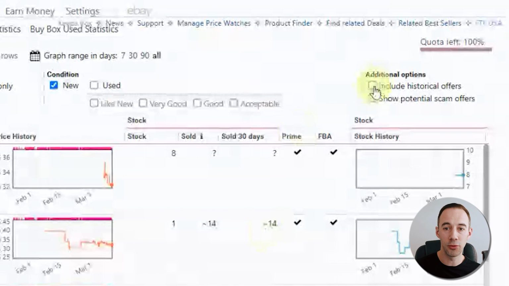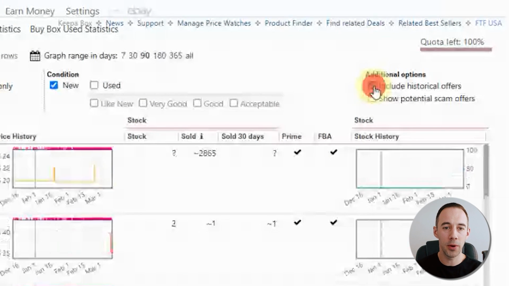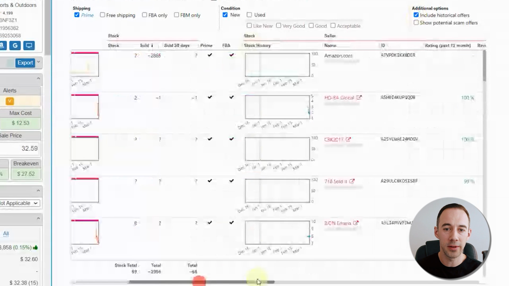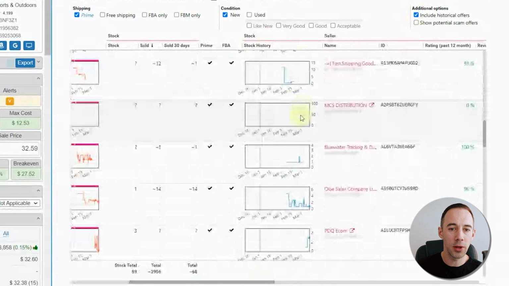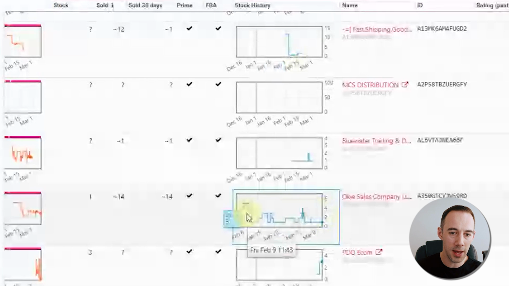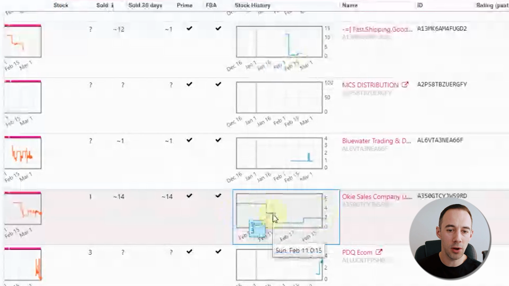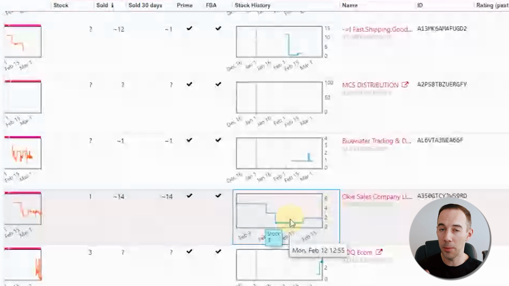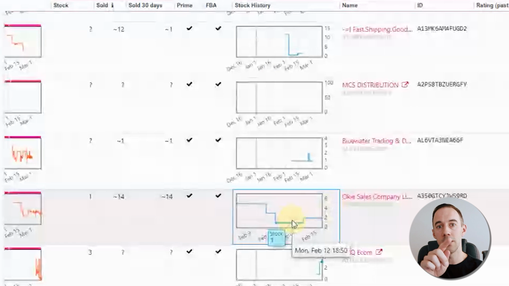Now, the final thing that I'll always check on the Keepa data offers tab is here, additional offers to include. So I'm just going to tick that right now. And what I'm going to do is just have a move across, and I'm going to scroll down. I'm looking for a seller whereby they've got like a staircase effect. So if I look at this guy here, you can see he had like 5 in stock, 3 in stock, 1 in stock, then he restocked. I like the staircase effect because it helps me to understand how quick the sales are happening.